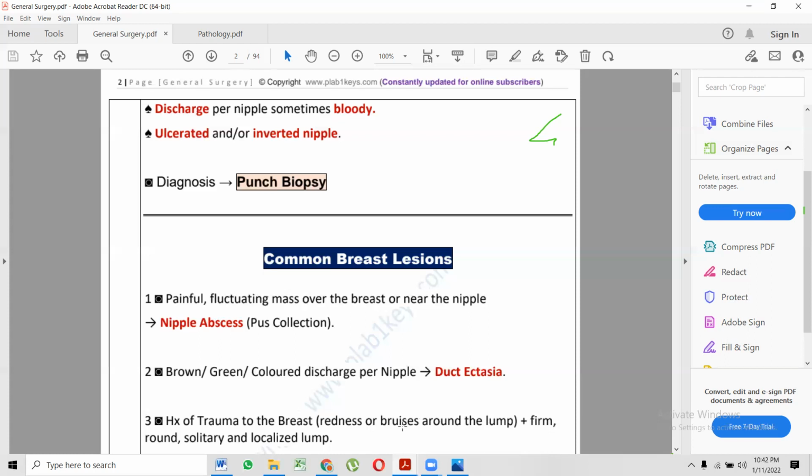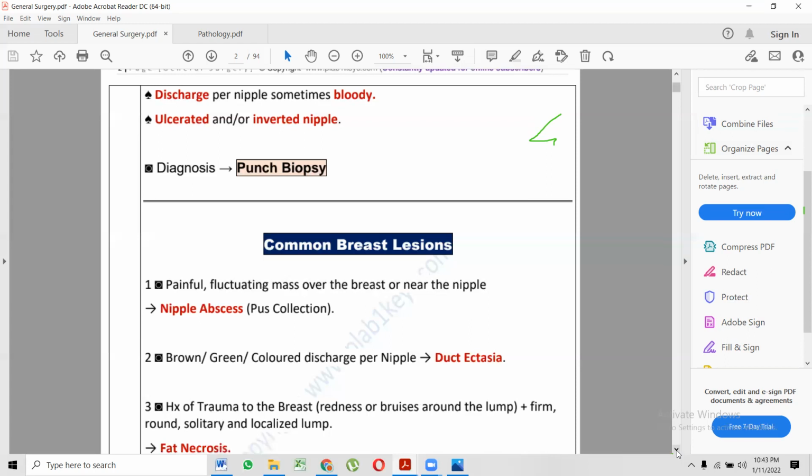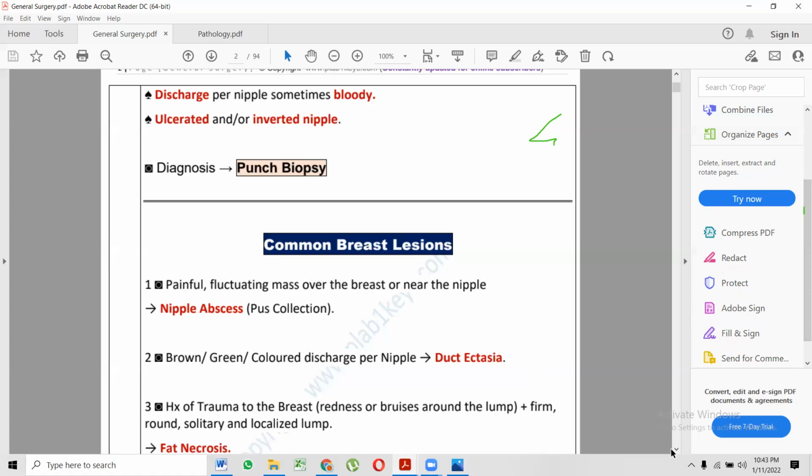Now, history of trauma to the breast, and the patient presents to you after a history of trauma to the breast with a firm, round, solitary, and localized lump. Remember that lump in breast in an old woman, you need to rule out breast cancer in all the cases. But if they ask you about the diagnosis of this patient in which there is a history of trauma and she presents to you with a lump in her breast which is round and firm, and also there will be bruises or redness. So history of trauma is the main hint, after which the female will develop a localized lump which is solitary and firm with redness and bruises. The diagnosis will most likely be fat necrosis.